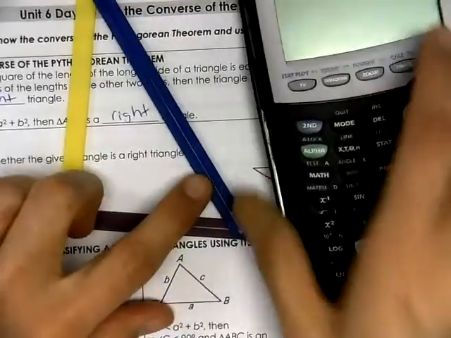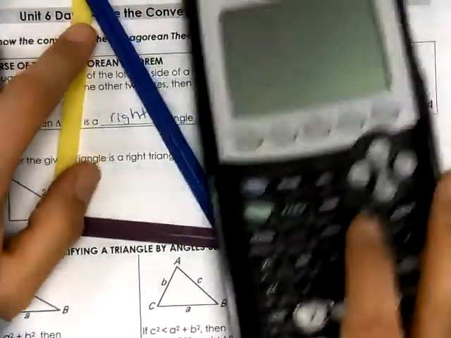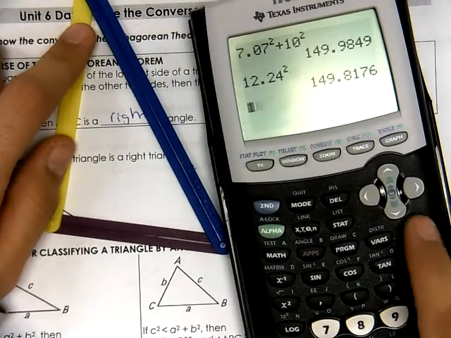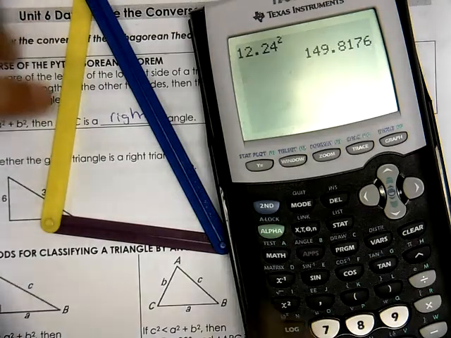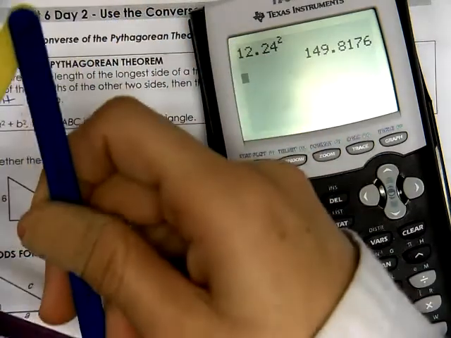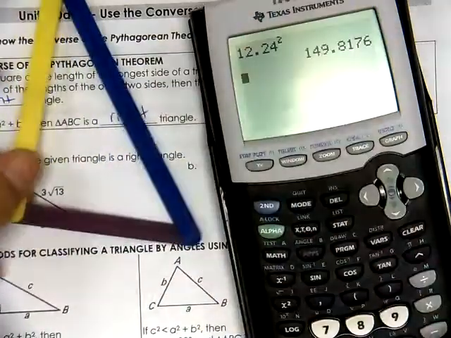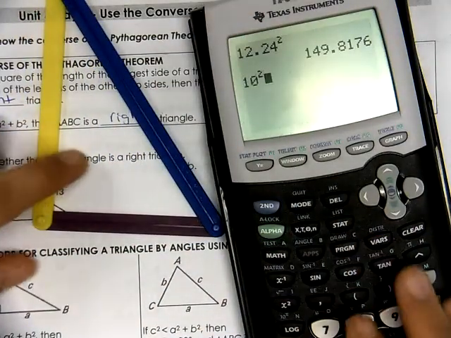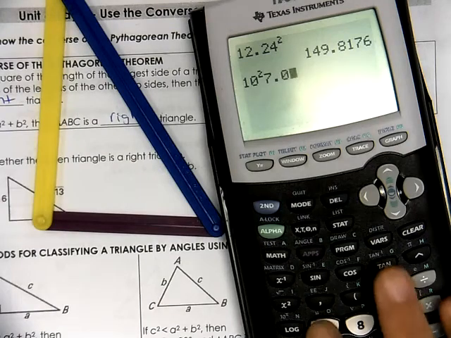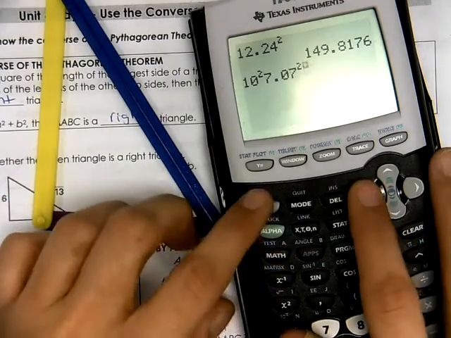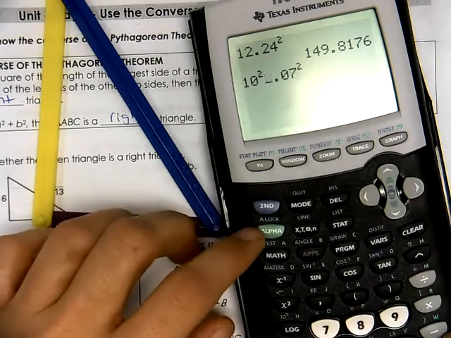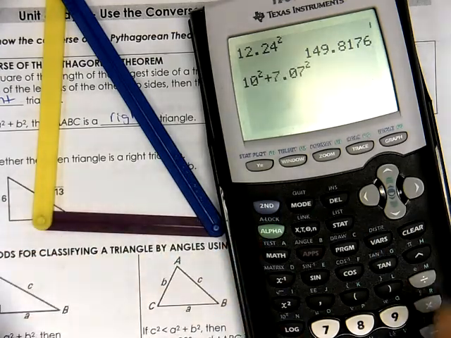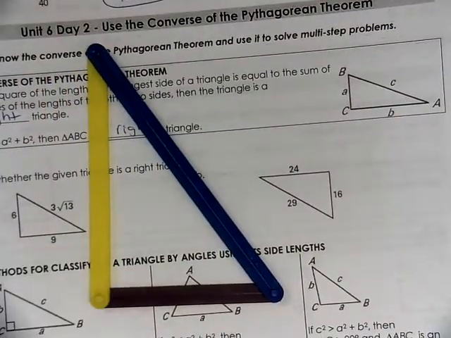I can check. The blue is 12.24 centimeters long, 12.24 squared. The yellow, you guys can't see it, I can't see it, is 10 centimeters. And the purple is 7.07 centimeters. So if I take the two small ones and do the Pythagorean theorem, they end up being the same. So this creates a right triangle.